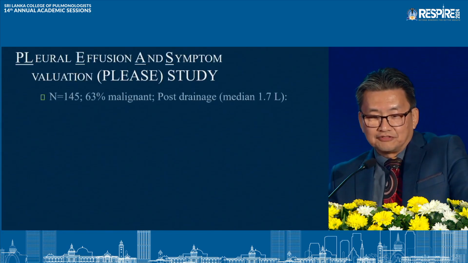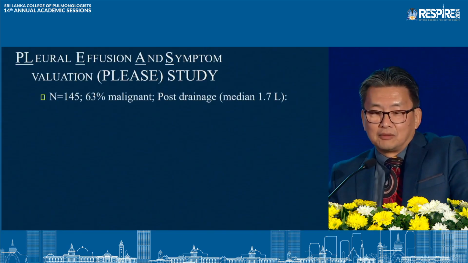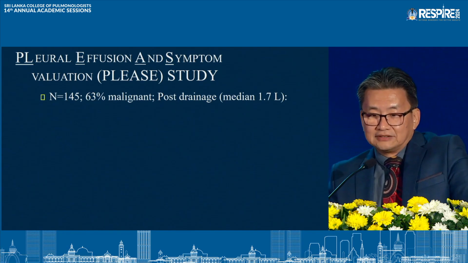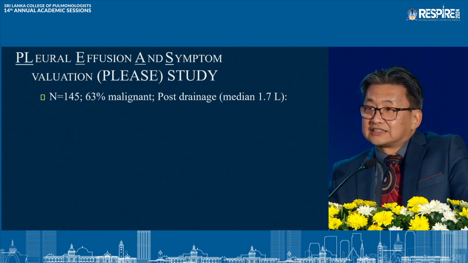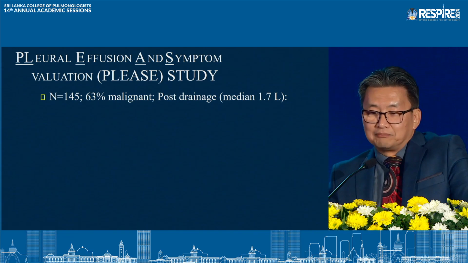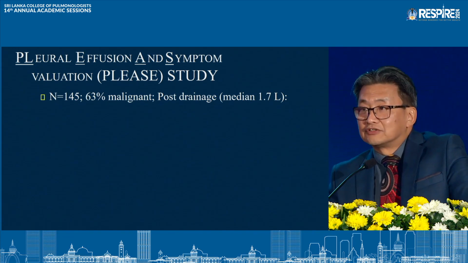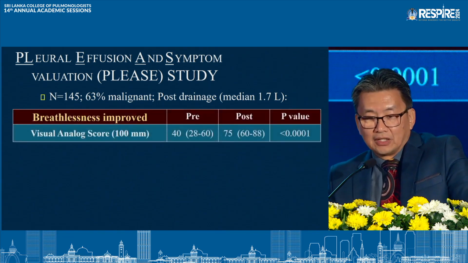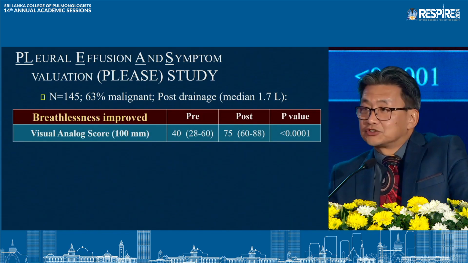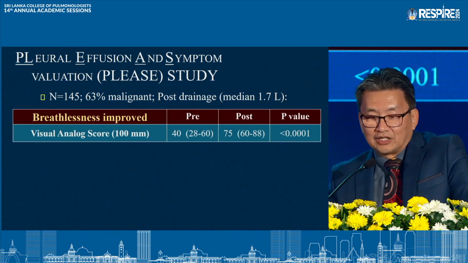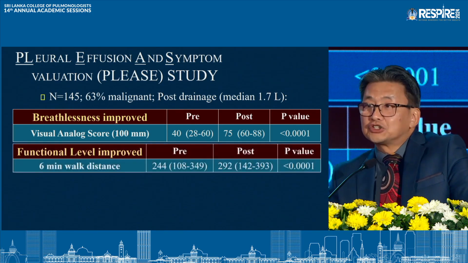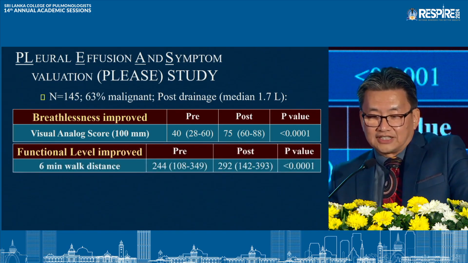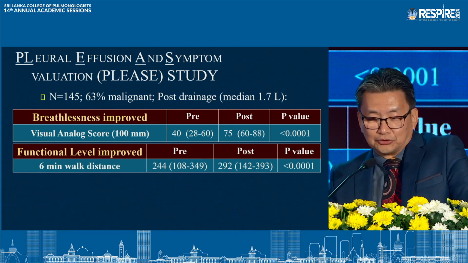It includes 150 patients, 145 evaluable. 2/3 of them were malignant, and these patients had a median amount of 1.7 liters of fluid drained. So they're not small effusions. And not surprisingly, the breathlessness score improved out of 100 points from 40 to 75 as a group. And the functional level on the 6-minute walk test also improved from 244 to 292.